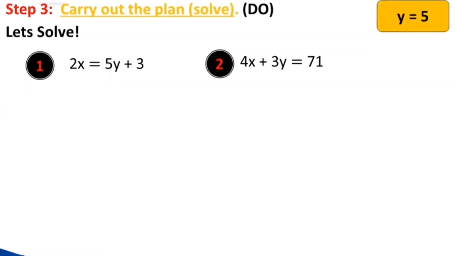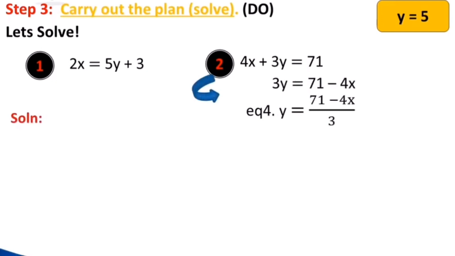So here I have y equals 5 for the value of y. Right now I am going to solve for the value of x from equation 2. Since I am particular with the x, I am going to express equation 2 in terms of y. So I have here 3y equals 71 minus 4x. You just transpose the 4x, it becomes negative. Then right after that, divide the equation by 3. So you have now equation 4.